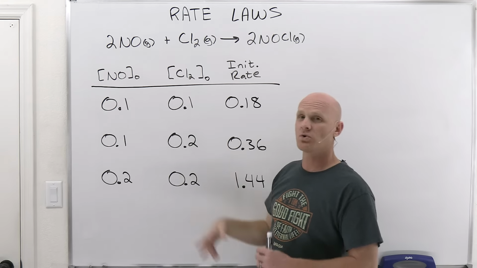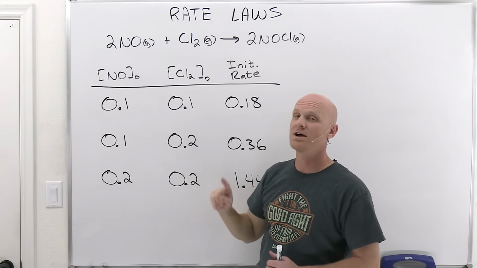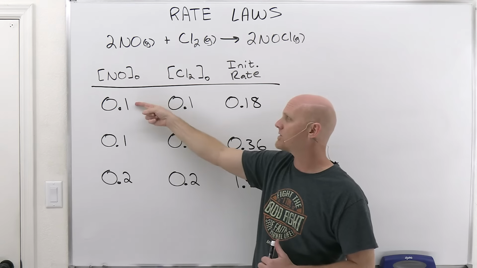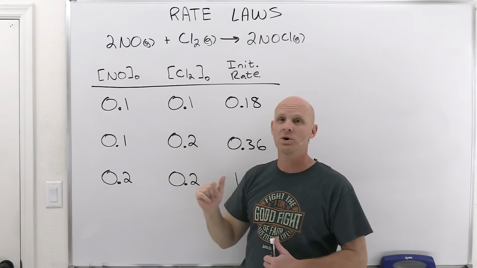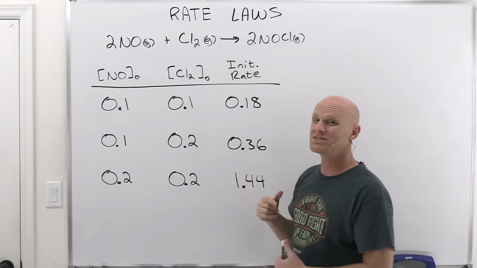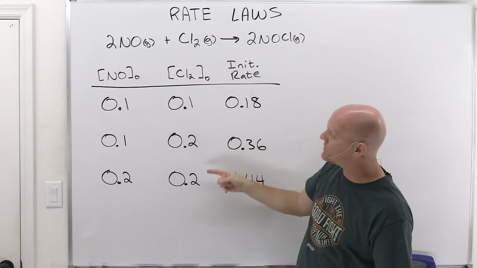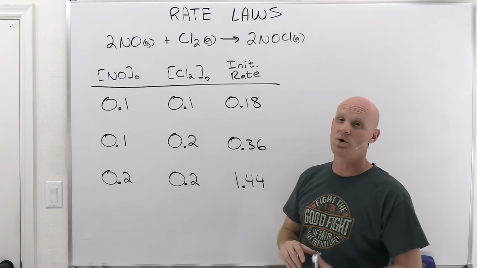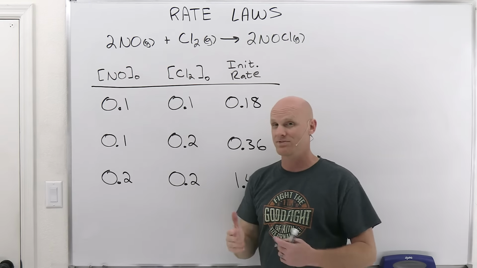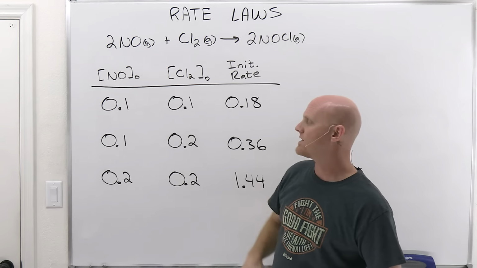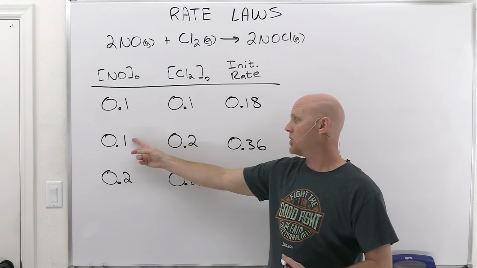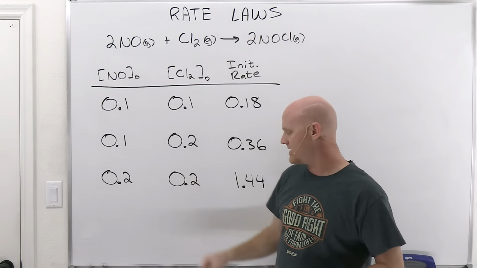Now notice these aren't in any particular order. I could have compared the first to the third, but that would have been a problem. If I compare the first trial to the third trial, the NO changes, and that's good, because I can evaluate whether that change has an effect. The problem is it's not the only change because the Cl2 concentration was changed as well. So that would not be a comparison that's going to benefit us at this point. But comparing trial 2 to trial 3, that is going to help us. The only change is the change in the NO concentration.